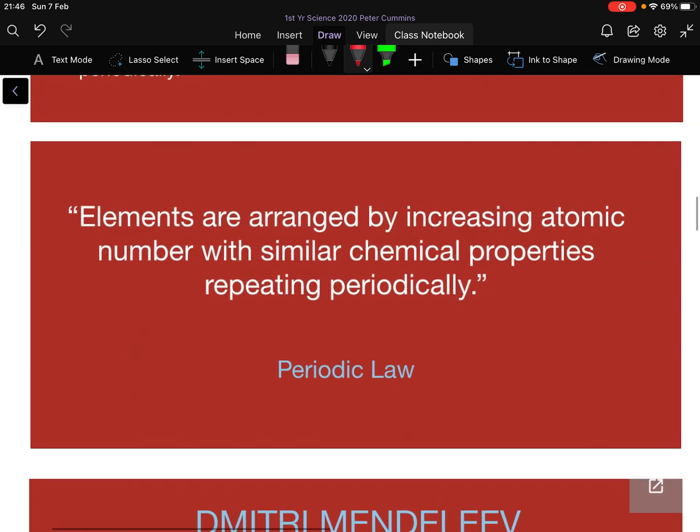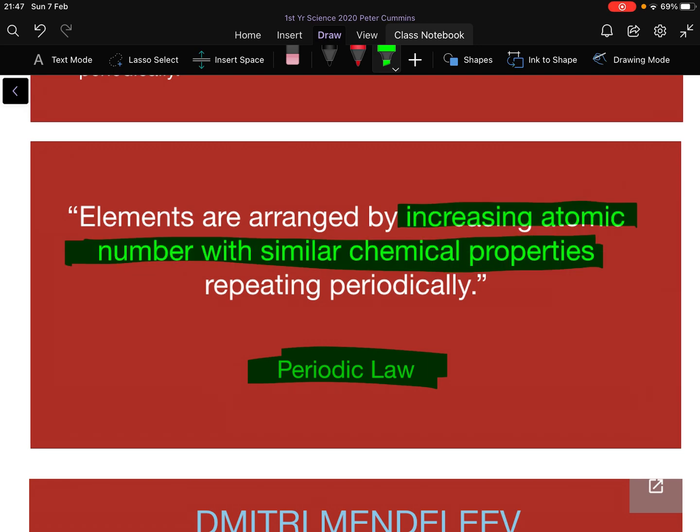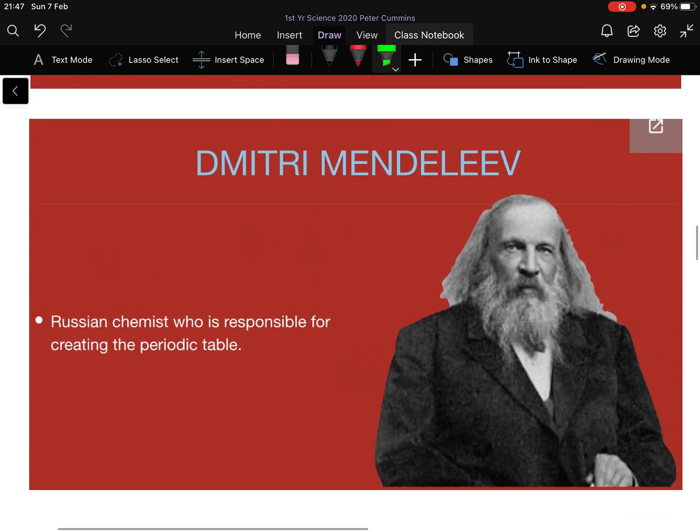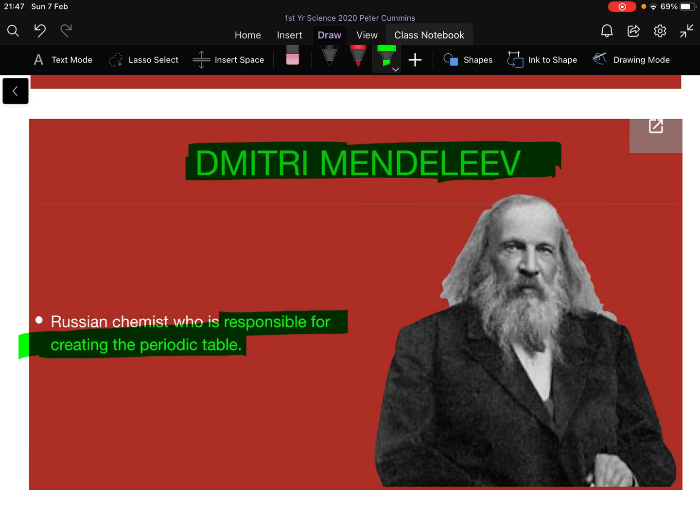So here's the law. You just have to learn this, sadly: the periodic law. Elements are arranged by increasing atomic number with similar chemical properties. We know they go 1, 2, 3, 4, 5, 6, 7, 8, 9, 10, and all the ones in the same group have similar chemical properties. Mendeleev is responsible for creating the periodic table. So if a question asks who is responsible for creating the periodic table, your answer is Dmitry Mendeleev, a Russian scientist, who came up with the periodic table.